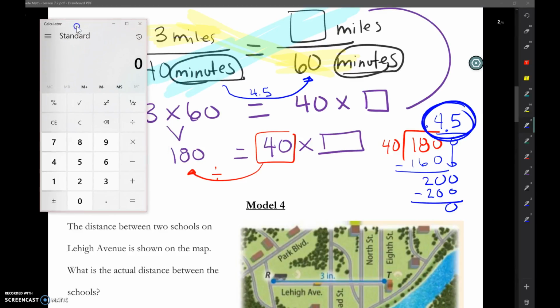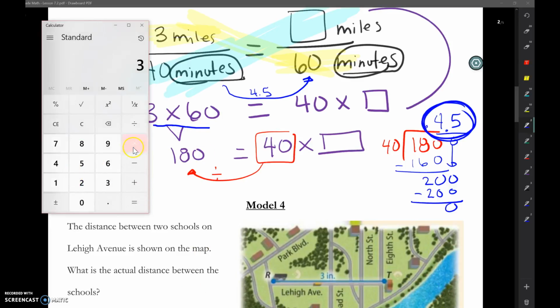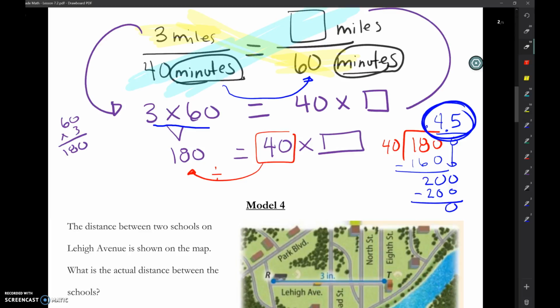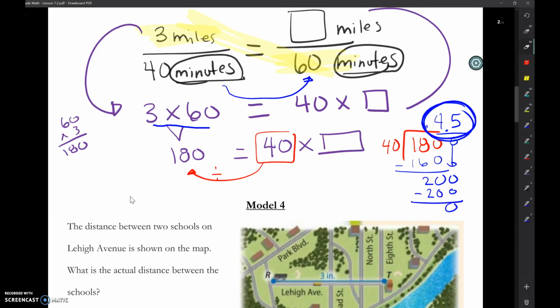And guys, since you have a calculator, I'm okay with you using a calculator for this problem. So since I'm multiplying 3 times 60, I'd pull out my calculator. And so I would go 3 times 60 equals 180. And then since I'm dividing it by 40, 180 divided by 40 equals 4.5. And so now we know, I would erase everything. 40 times 4.5 should equal 180. So then on top, I would have 3 times 4.5 equals 13.5.